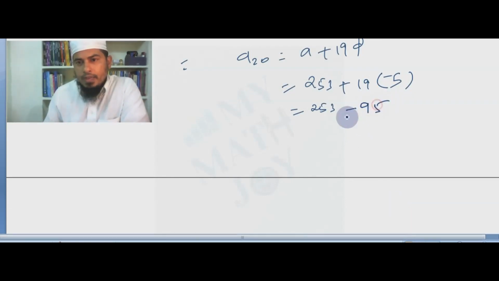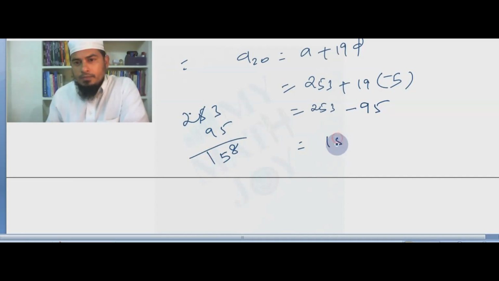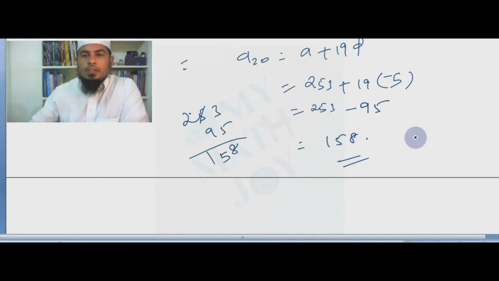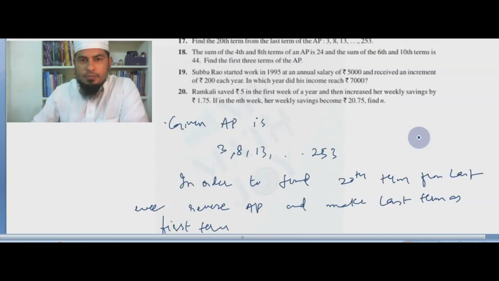19 times 5 is 95, and you subtract 95 from 253, you get 158. So in this way we get the answer. Let us proceed with the next question.